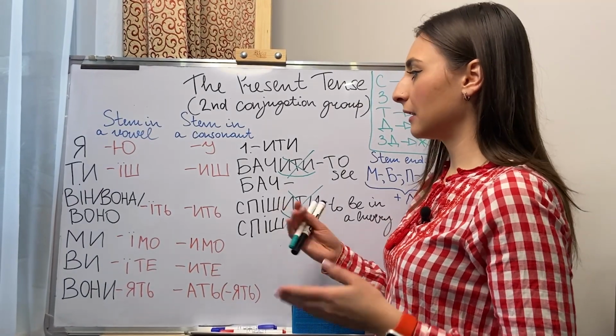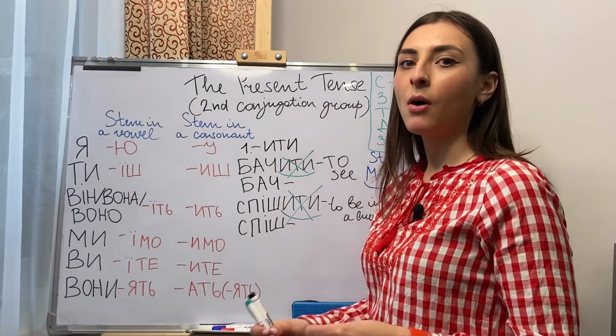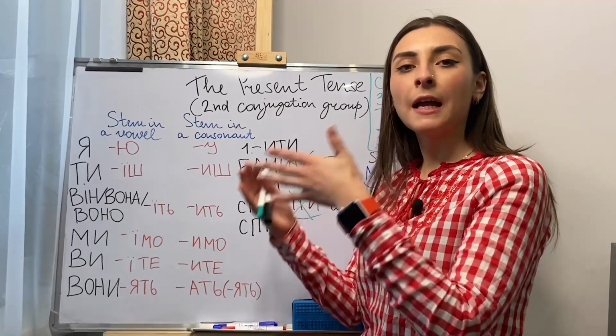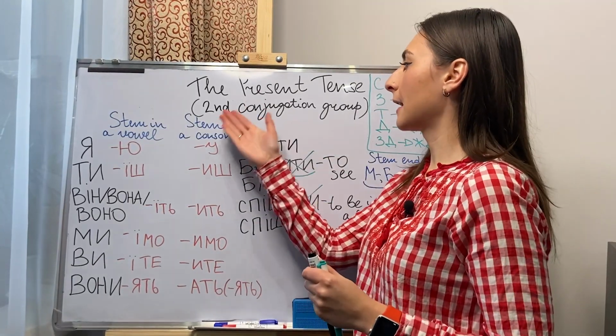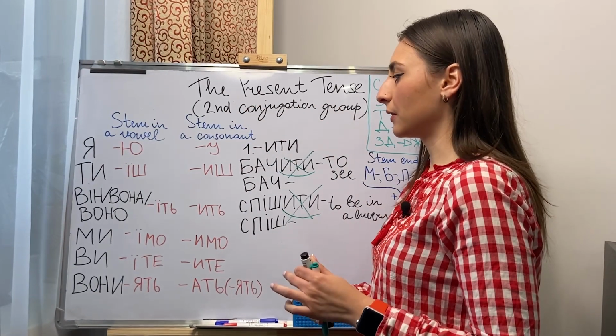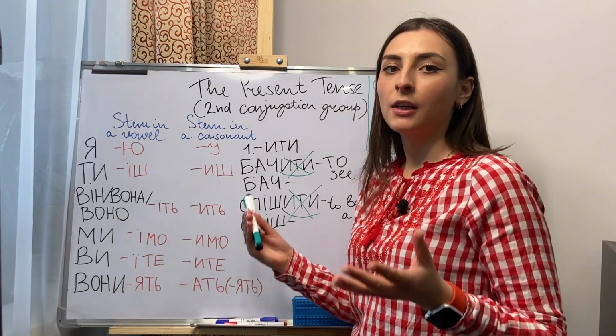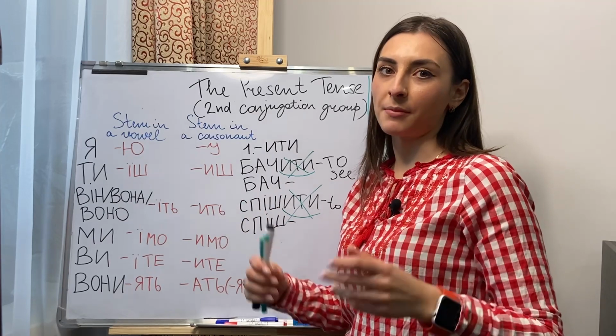Okay, so you see, this is the first type of the verbs and their endings that belong to the second conjugation group, and also you see how we have to conjugate them. So let's check out other types, guys.